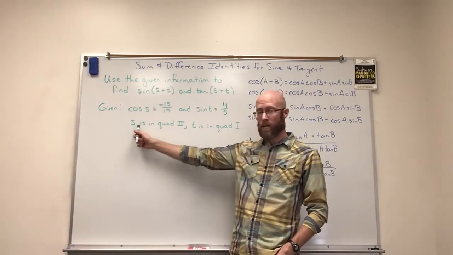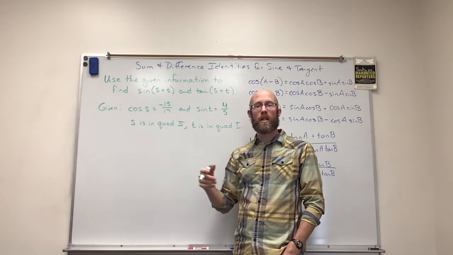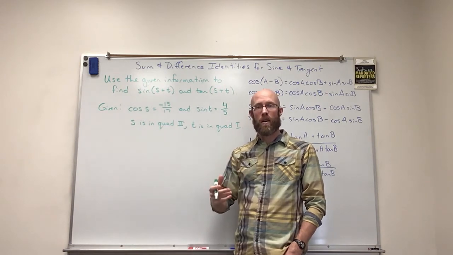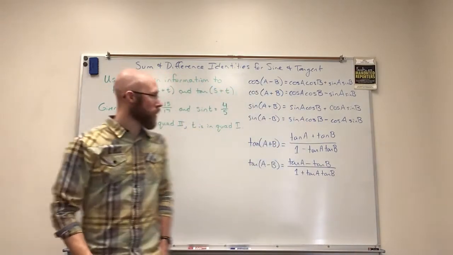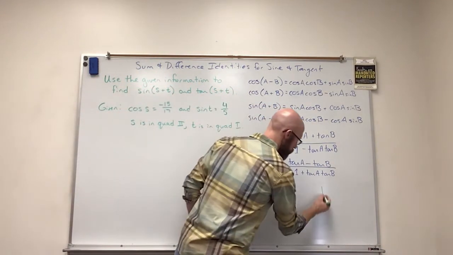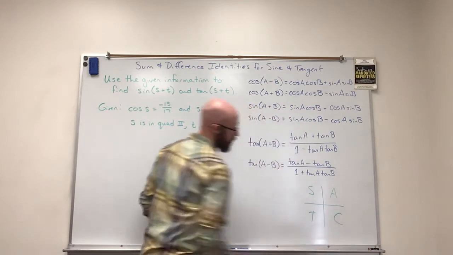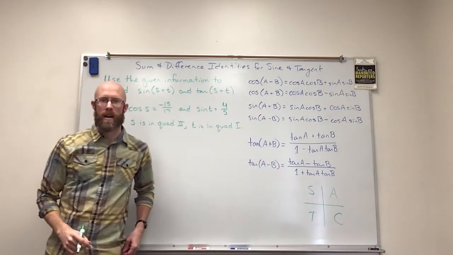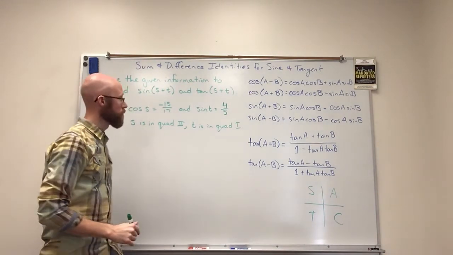We also know a couple other things: the quadrants that the two angles are in. That's only going to be important because we need to determine the signs of the trig functions, the positive or negative value, okay? And of course, we're going to refer back to ASTC, right? So that diagram will be critical as we finish this problem off towards the end here.